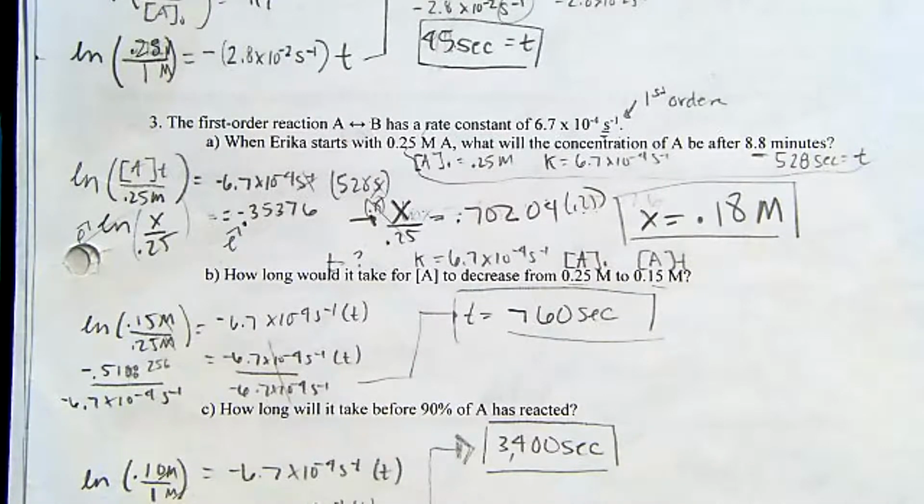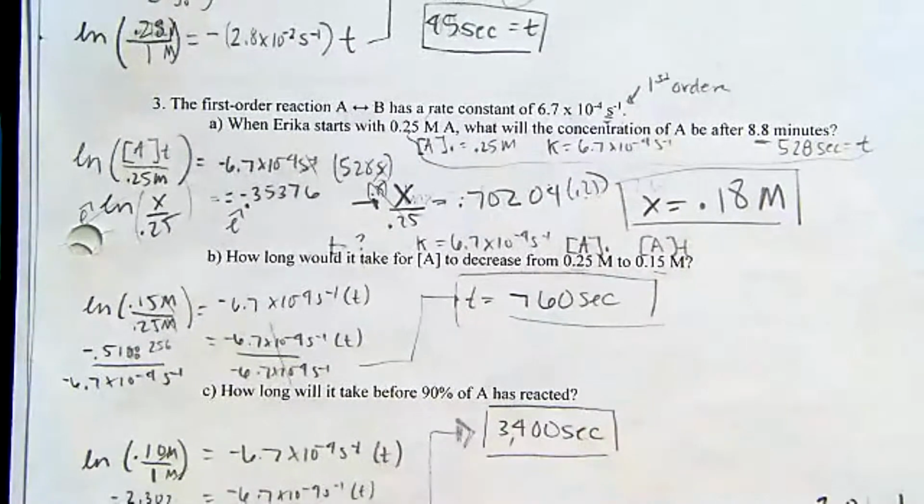The next one, for 90% to have, you have to kind of read it carefully, for 90% to have reacted. So that's like 90% of it's gone. Yeah, Mary Lou?